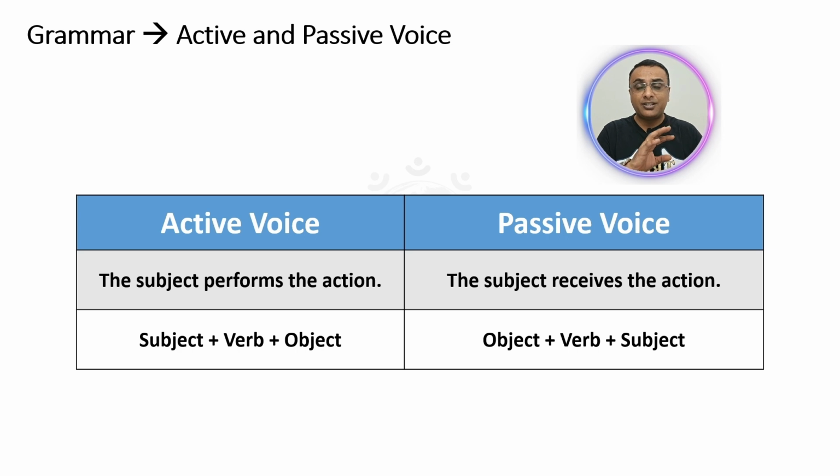Let's see passive voice, meaning I'm changing the structure of the sentence. In passive voice, the subject receives the action: object, verb, and then subject. Football was played by Tom. Football is the object, played is the verb, and the subject is Tom. See over here, Tom plays football, football was played by Tom. Tom plays football is the active voice, football was played by Tom is the passive voice. This is how you would differentiate between active voice and passive voice.